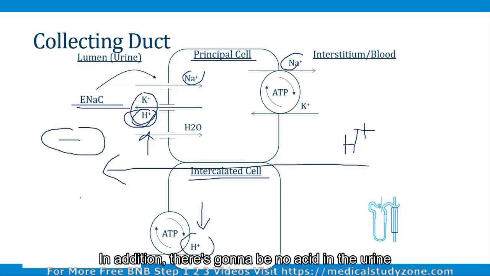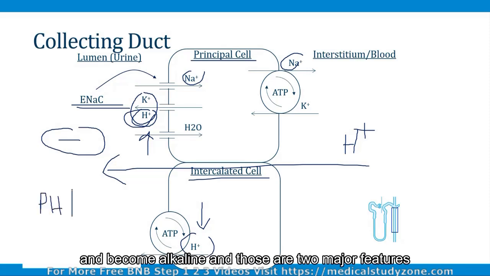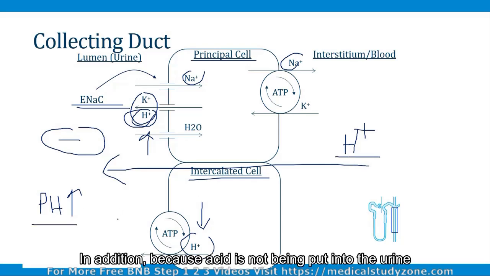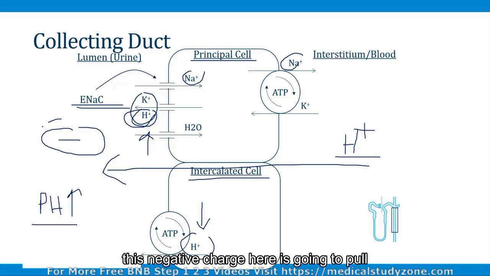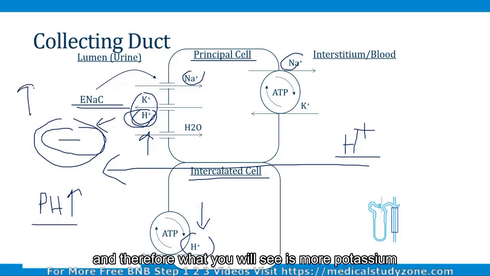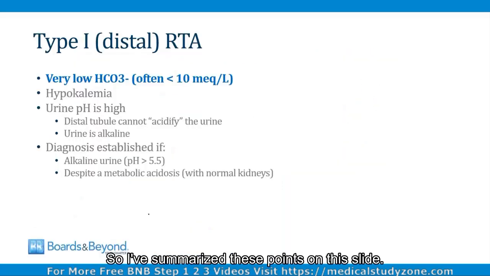In addition, there's going to be no acid in the urine, so the pH of the urine is going to climb and become alkaline. Those are two major features of a type 1 or distal RTA: a severe acidosis and an alkaline urine. In addition, because acid is not being put into the urine, this negative charge is going to pull exclusively potassium, and lots more potassium will be pulled into the urine. Therefore you will see more potassium in the urine, and therefore hypokalemia in the interstitium and in the blood. So I've summarized these points on this slide.